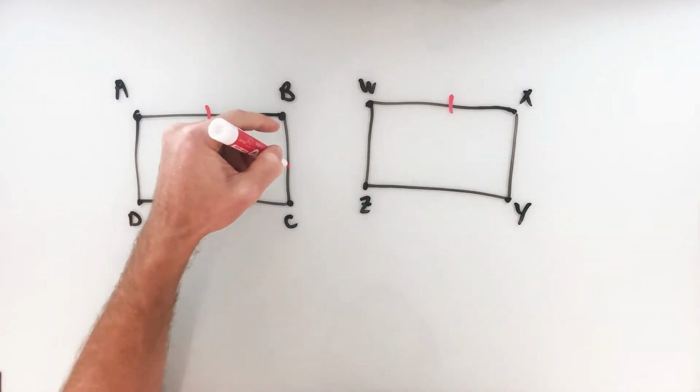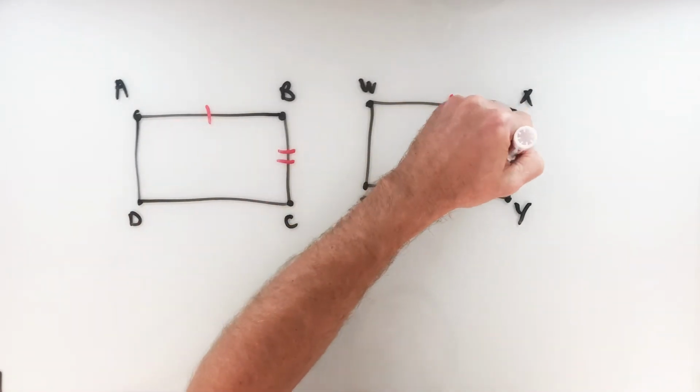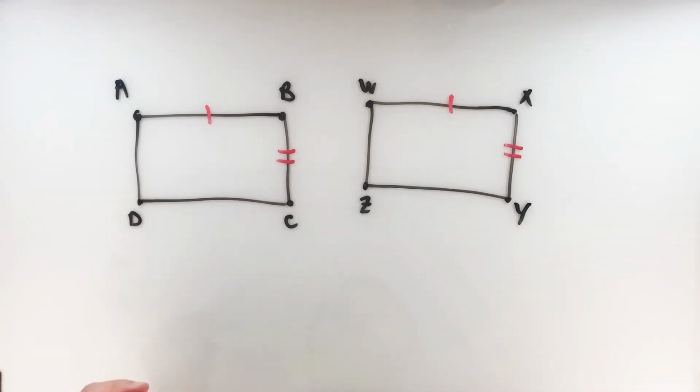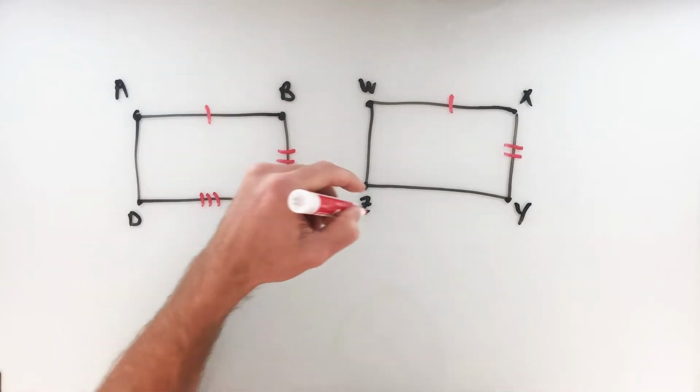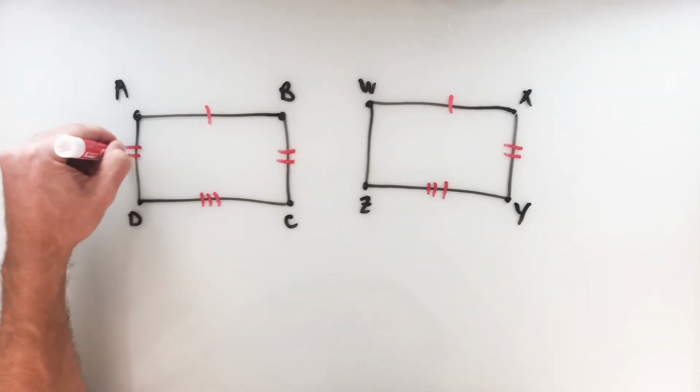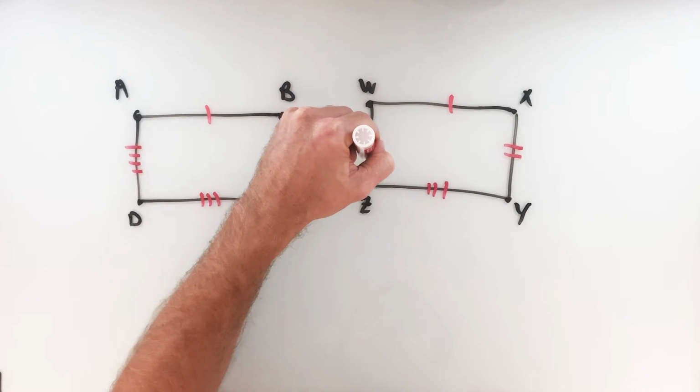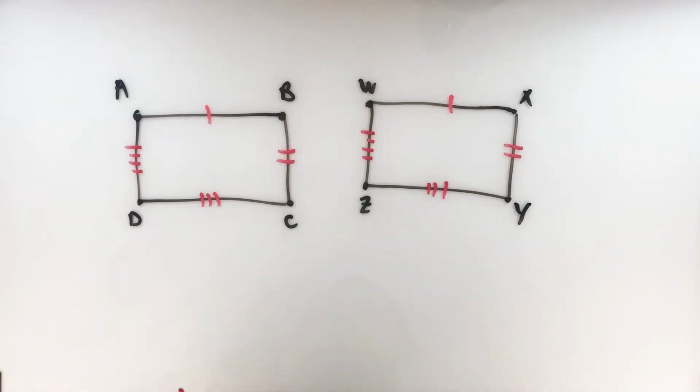So if I want these two polygons to be congruent, I would have to know that all four pairs of corresponding sides are in fact the same length. So two tick marks matches onto two tick marks, three tick marks to three, and then 4 to 4. So I now know that all four sides of these two rectangles are in fact congruent.